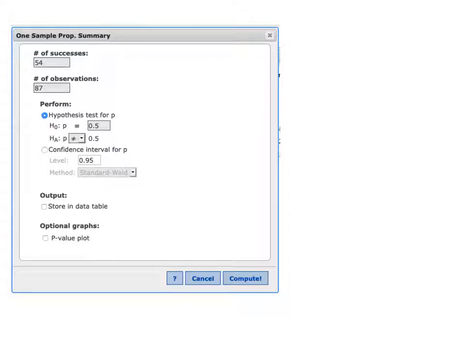But then up here, number of successes, number of observations. This is relative to this P proportion. P, remember, was the proportion of people who were helped by garlic. And so 54 out of 87 observations was where we got our P hat from. So that's what's going in here. This is the P hat calculation, number of successes over number of observations, so that divided by that would be your P hat. Anyway, once we have that information, then we can just hit compute down here.